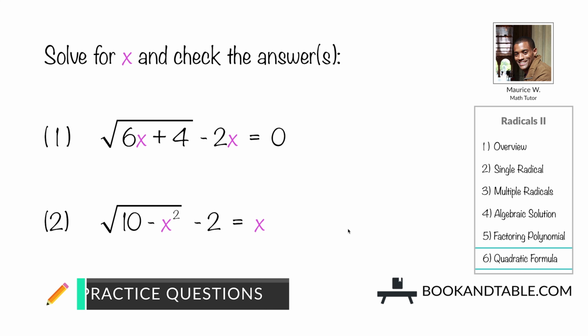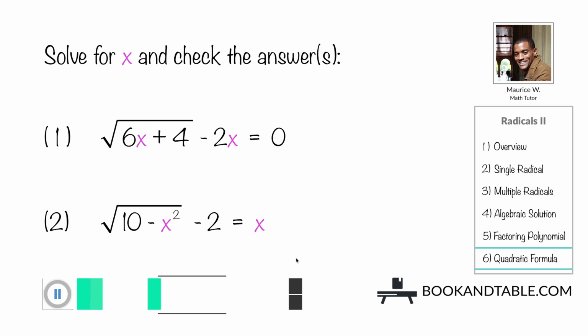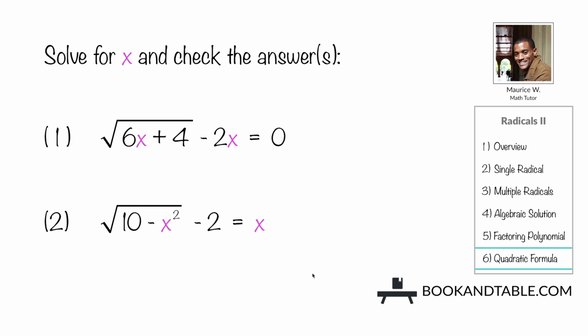So let's wrap this video up by having you complete 2 practice questions. Solve for x and check the answers. Question number 1, the square root of 6x plus 4 minus 2x is equal to 0. Question number 2, the square root of 10 minus x squared minus 2 is equal to x. Pause the video, answer these questions, and then press play when you are ready to begin.